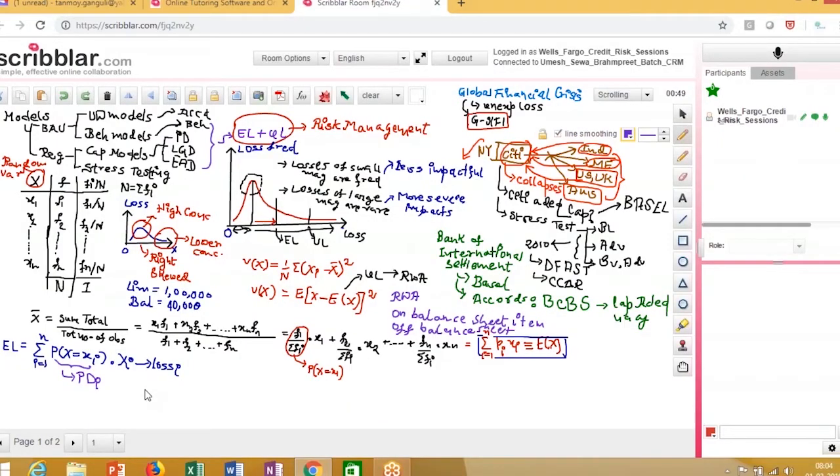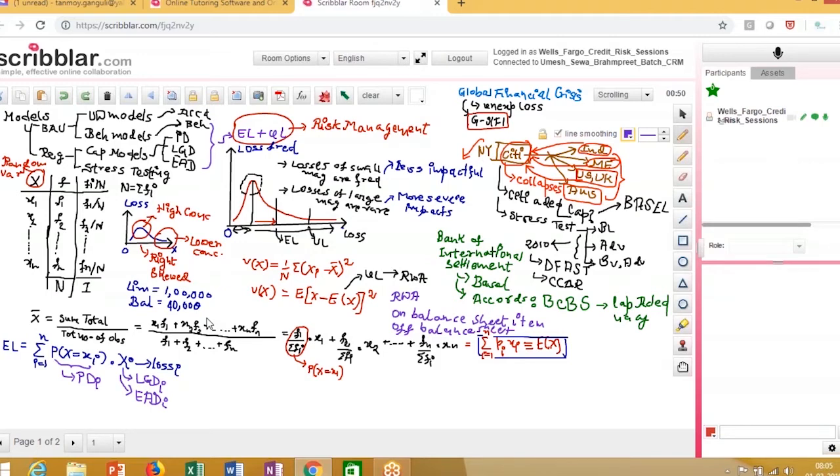So over here, the next question that comes out is, how do I identify the losses? Now, when I talk about the losses, there are two concepts which come in. One is your LGD. The other is your EAD. So LGD of the ith borrower and the EAD of the ith borrower. Okay, so these are the two things that we have over here.